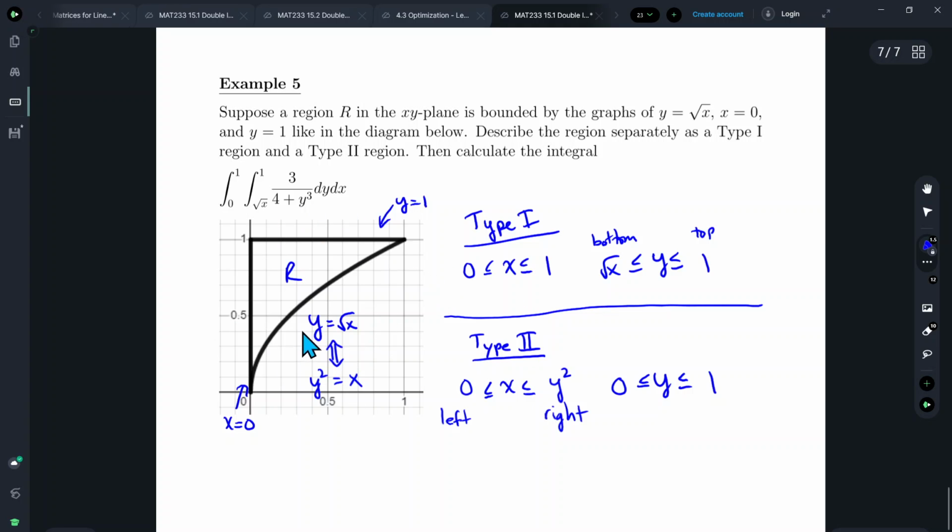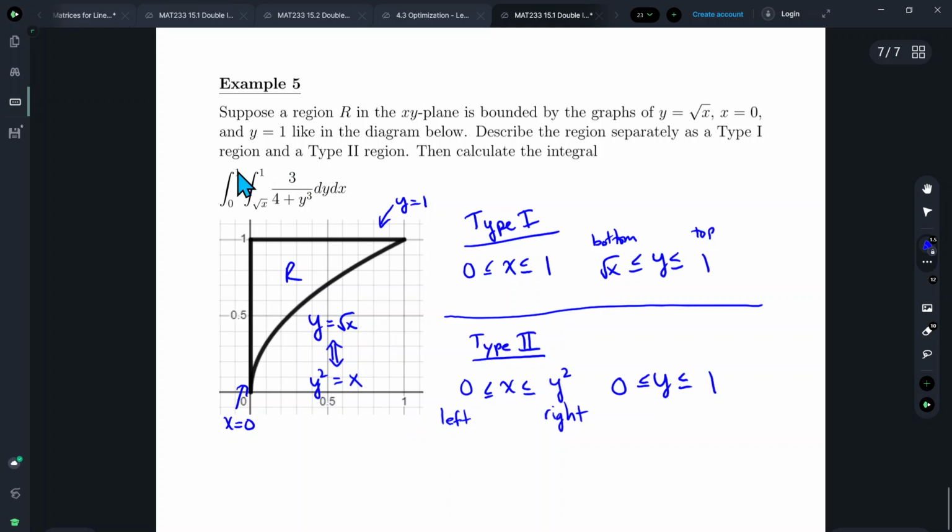So this is how you describe the region as both a type 1 and a type 2 region. And notice, even though it's the same region, the description is slightly different in each case.